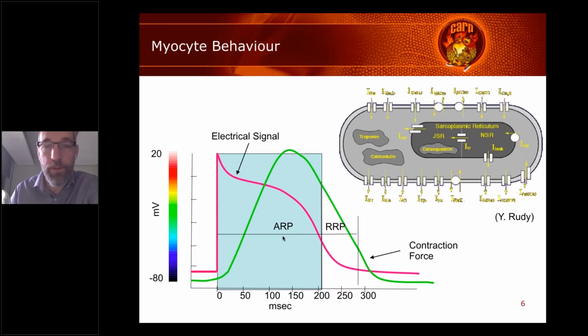It's impossible to trigger a second action potential before you wait a certain amount of time, which I call the absolute refractory period. Afterward, there's a relative refractory period where you can trigger an action potential, although it's more difficult, so you have to give a stronger stimulus.